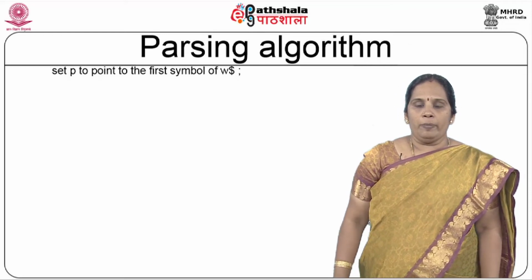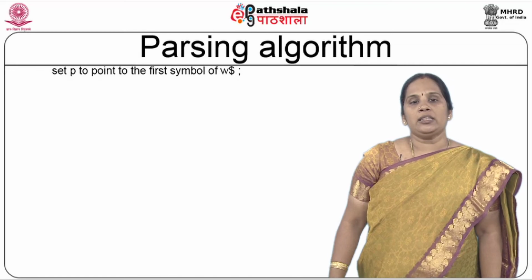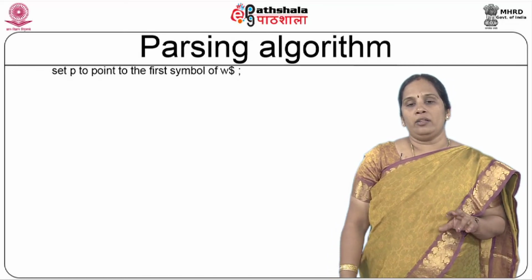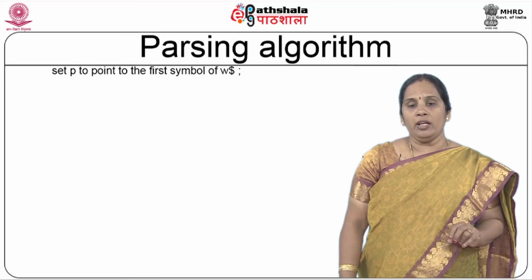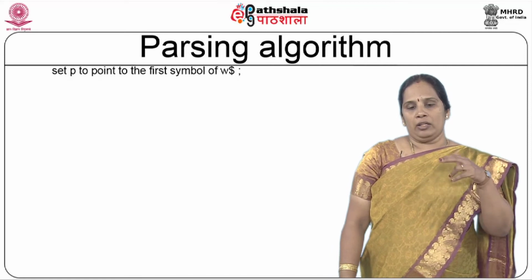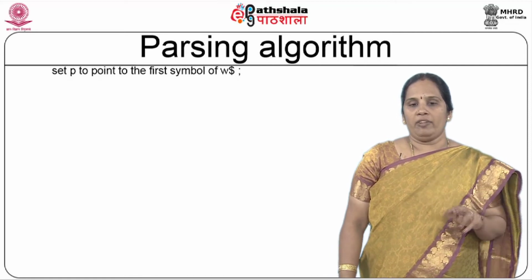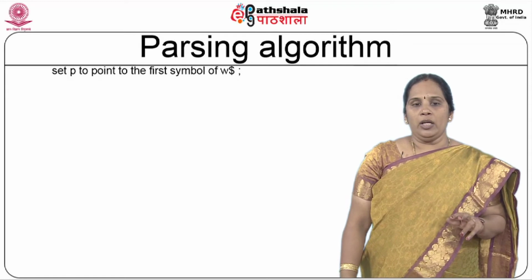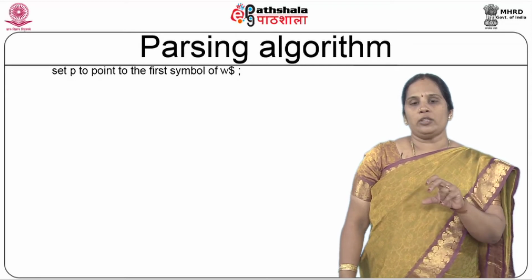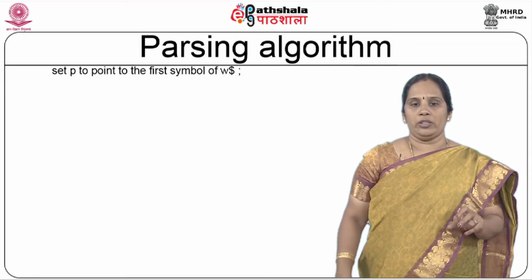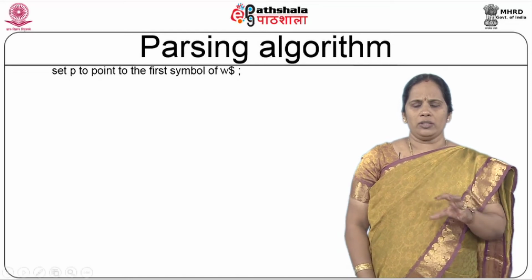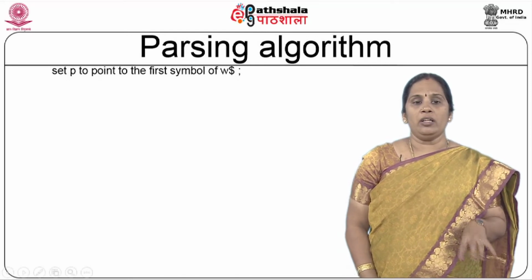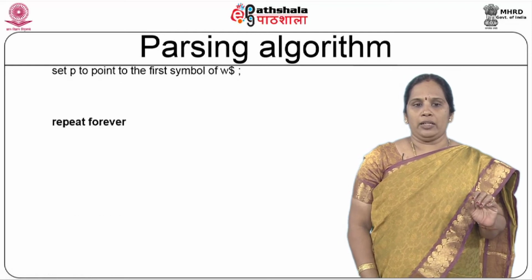Now, the prerequisite for this parser is that no two adjacent non-terminals should be there. So, you cannot have non-terminals occurring one after the other. You cannot have a sequence of non-terminals together. That is the prerequisite for this particular parser. This is going to be a very small class of grammar. So, let us look at the parsing algorithm.